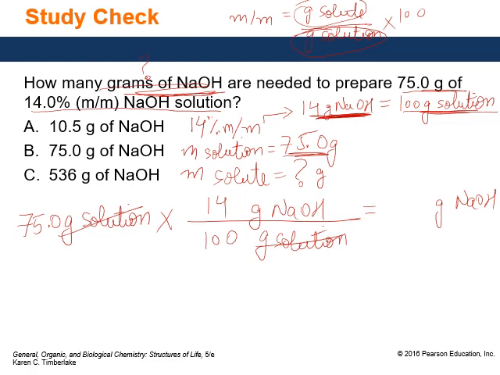That is giving me a final answer of 10.5 grams of NaOH. Okay, how many sig figs are we looking at? Remember, I wrote it as 14, but it's actually 14.0, so this is 3 sig figs. This is also 3 sig figs. So my answer should have 3 sig figs, which is 1, 2, 3, correct.